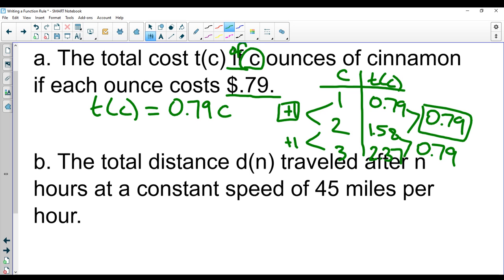Okay, that's not necessarily how I would do it. I just kind of use some common sense in my head. Like I would do this table sort of in my head. So I know if I did 1 ounce of cinnamon, it would cost me 79 cents. If I buy 2 ounces, it's going to cost me $1.58 because I'm adding another ounce. And if I do 3 ounces, that's $2.37. I know in my head that I'm really just multiplying the 79 cents per each ounce. Does that make sense? And so it's 0.79 times C, or we just write it like this.